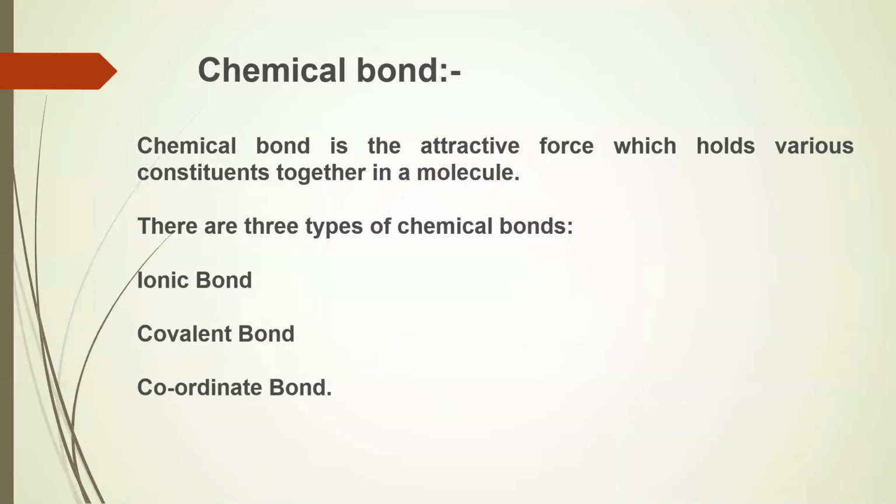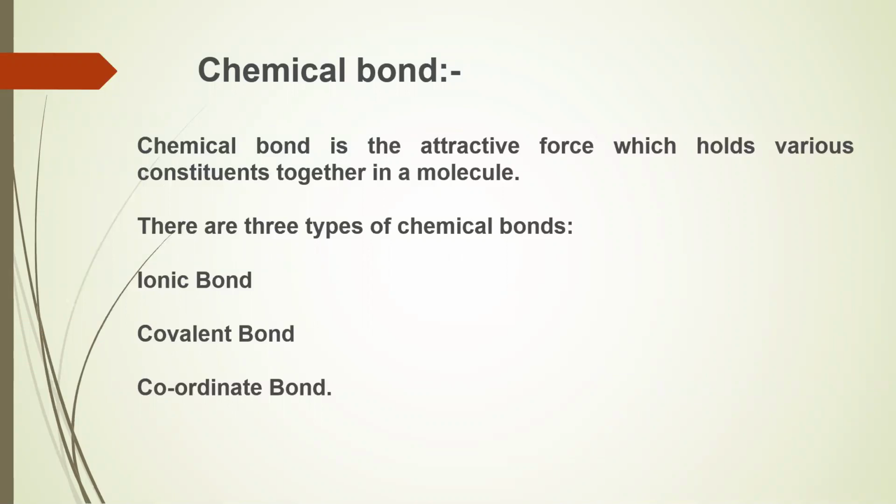What is a chemical bond? It is the attractive force which holds various constituents together in a molecule. As we have seen, how the H2 molecule is formed, that is, two hydrogen atoms are attached together by an attractive force. Similarly, the water molecule, the gases that are available in our atmosphere. All these things, visible or not visible, are attracted towards each other with a chemical bond.